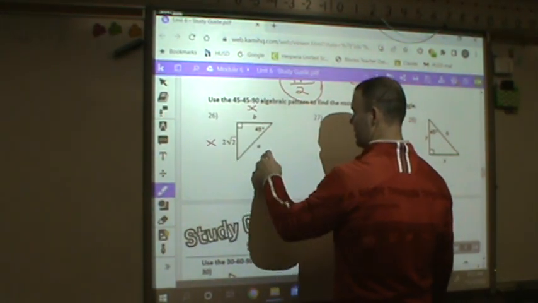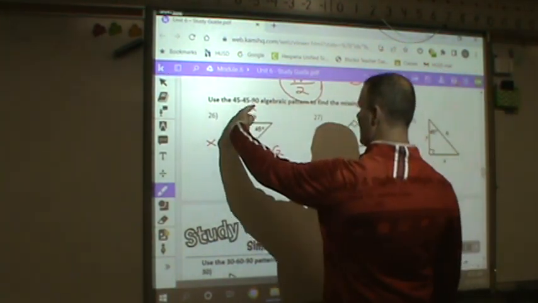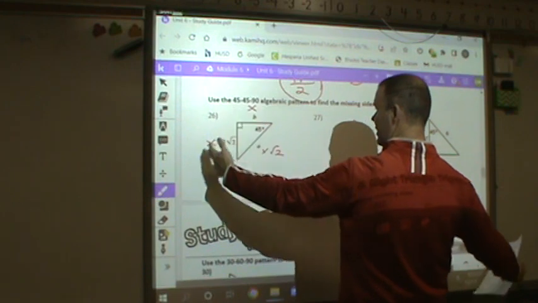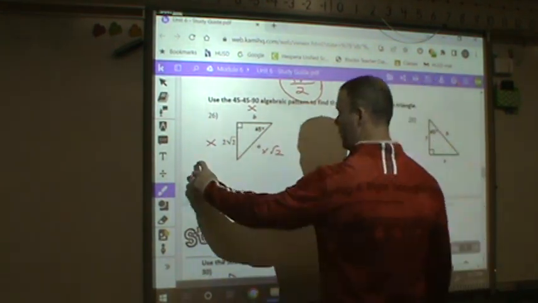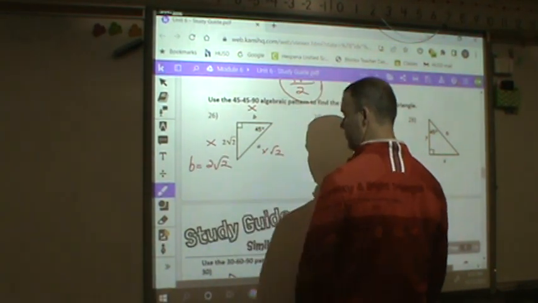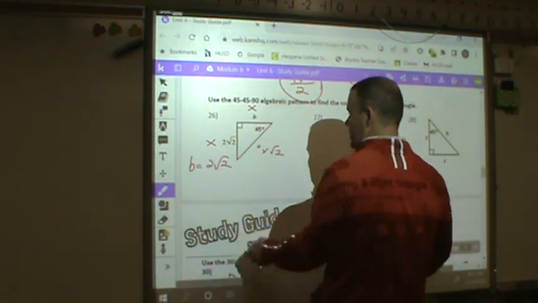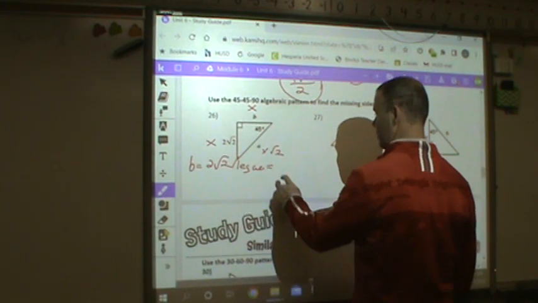X, and x square root of 2, right? In this case, B and X are the same. X represents a leg, B is a leg. So if B is a leg and both legs are the same, B is equal to what? Yeah, 2 square root of 2. Why? Because both legs are the same. So you might even put that. Legs are equal.